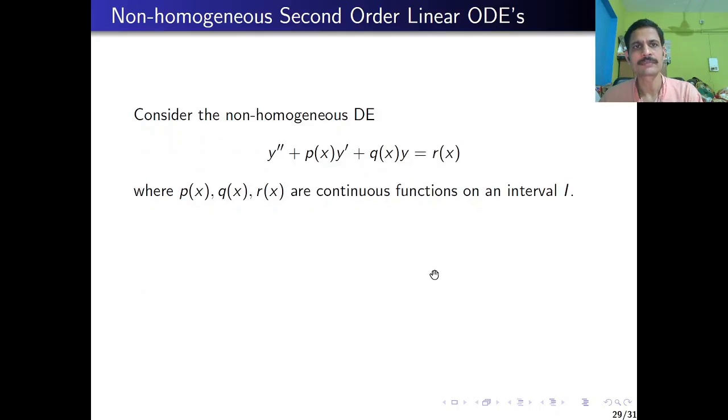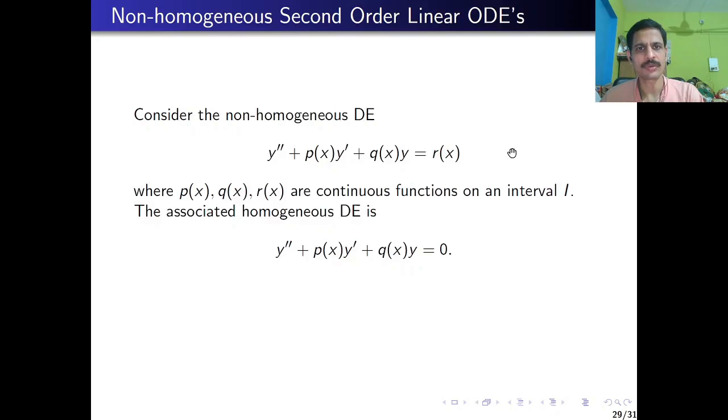Next we study non-homogeneous second order linear ODEs. Consider the non-homogeneous differential equation y'' + p(x)y' + q(x)y = r(x). This is called non-homogeneous because r(x) is not equal to 0. Here p(x), q(x) and r(x) are assumed to be continuous functions on an interval I.